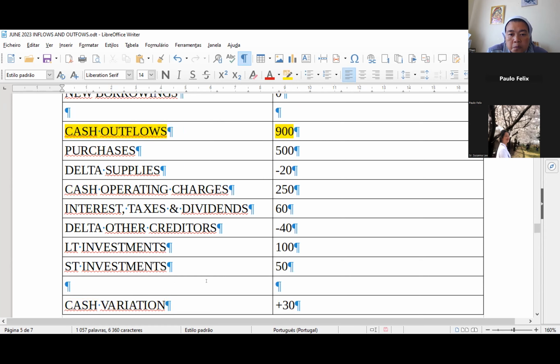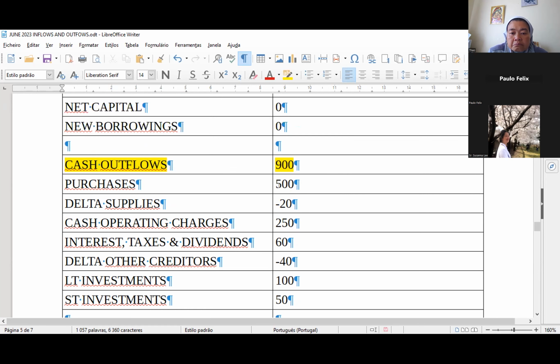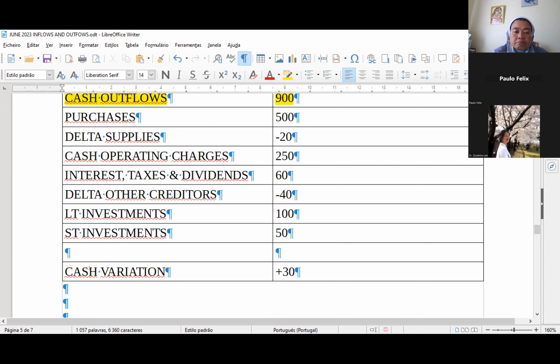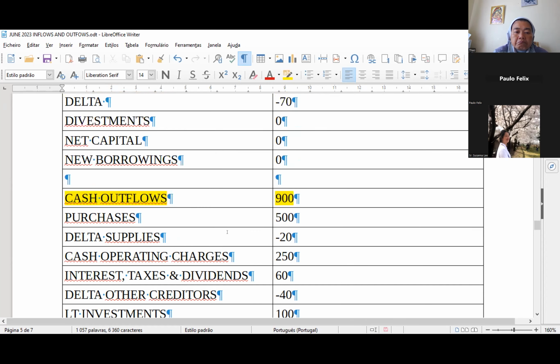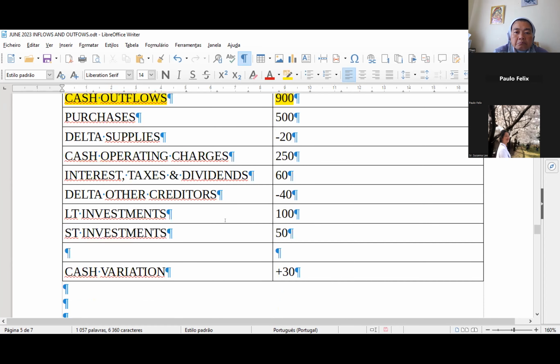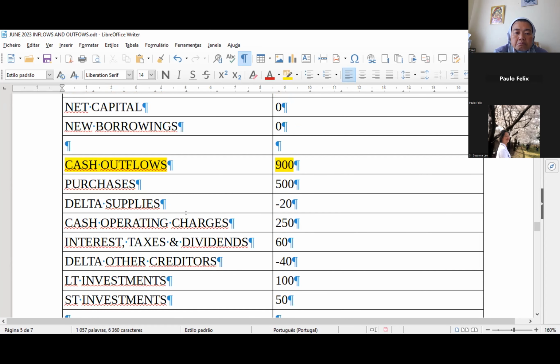So when you add 500 to 250, to 60, and 150, it gives one amount, less 20 and 40, it comes to 900 runs. So then you have the cash inflow of 930 and the cash outflow of 900. So your cash variation is 30 runs. It is positive 30 runs because the income was more than the expenses, or the money coming in was more than went out.